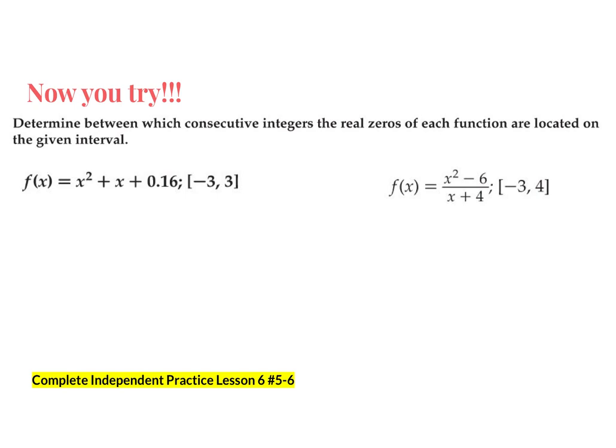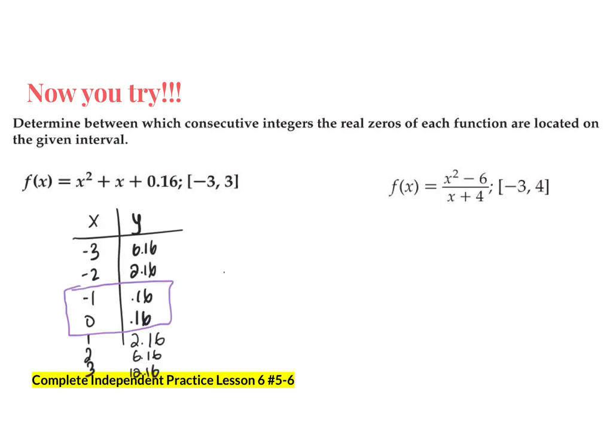So now you try. Determine between which consecutive integers the real zeros of each function are located on the given interval. Pause your video, try and do this problem, and then press play to see if your answer is correct. Pause your video now.